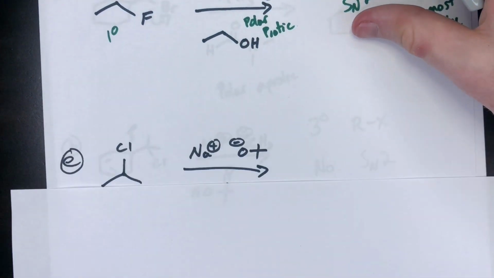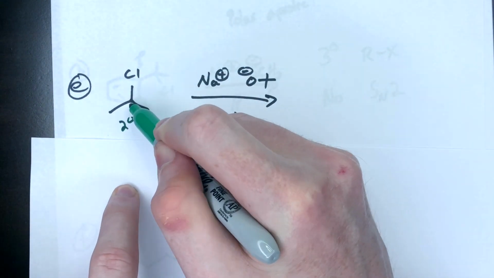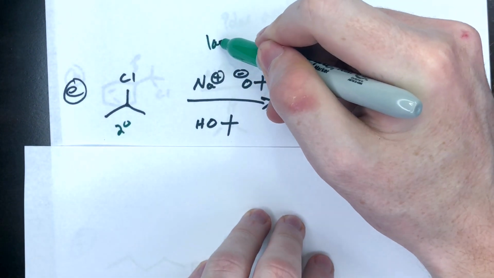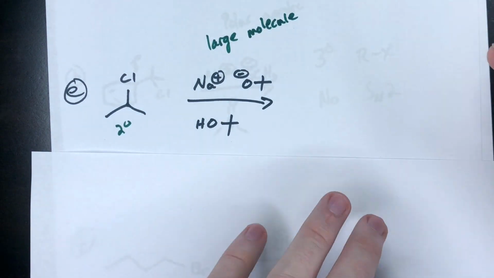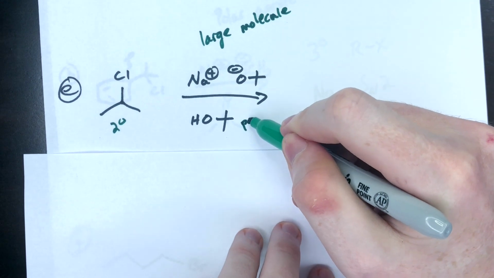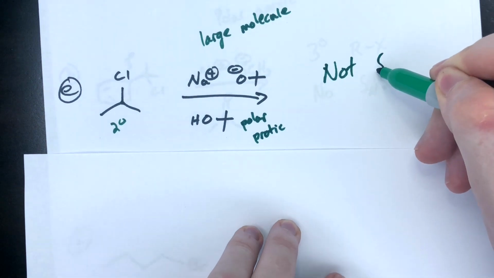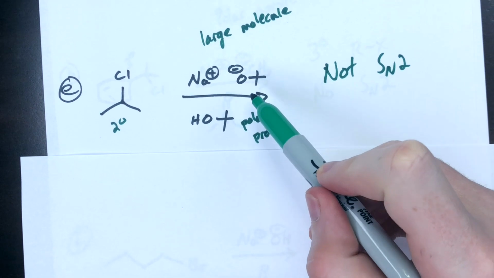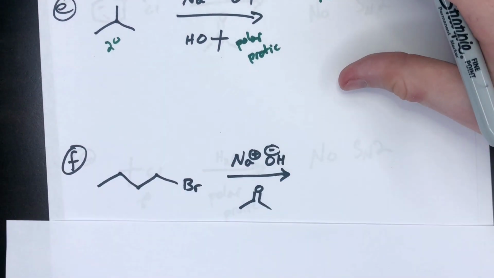Okay, moving on. Here we have a secondary alkyl halide. This carbon is bound to two carbons. And then we have a very large molecule, a small atom and a large molecule, and this is a polar protic solvent. So this is not going to be SN2. The secondary alkyl halide would make it possible to be SN2. This nucleophile is so large, though, the molecular nucleophile is so large, it won't undergo SN2. It's not possible.